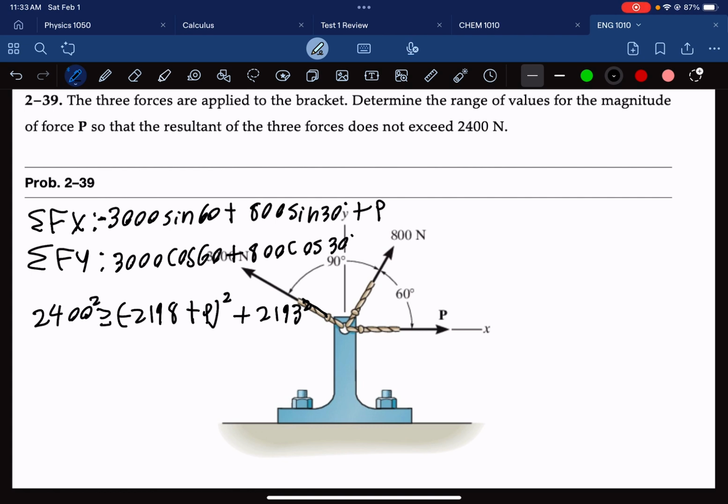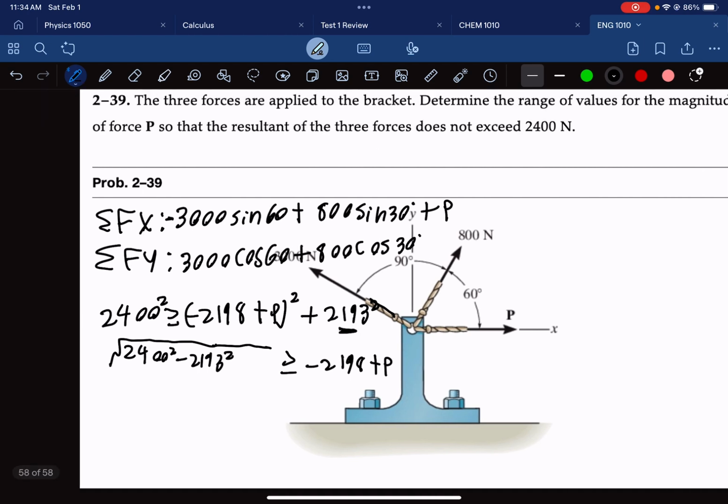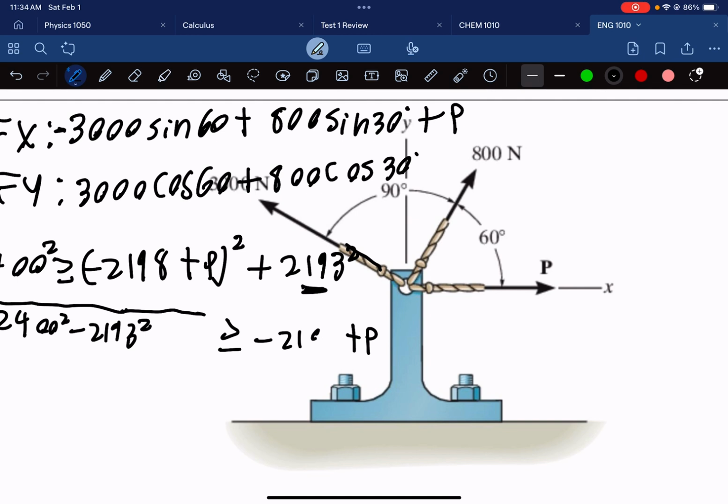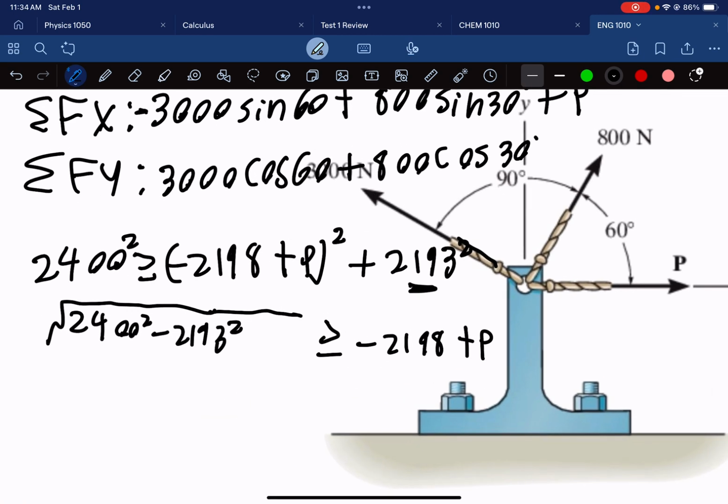So now what we're going to do is we want to isolate this P component. So we'll bring this over here and square root it all, which will also take away this exponent here. So let's get to that. So we'll go square root 2,400 squared minus 2193 squared. So with the writing, guys, just greater than or equal to negative 2198 plus P, just like that. Better. Okay, now let's do that out. Should be 975, I think. Yes, 975. Just need plus or minus as we took the square root.